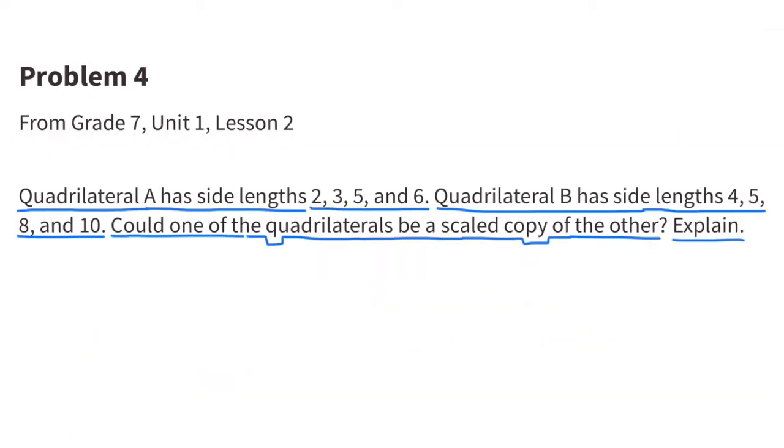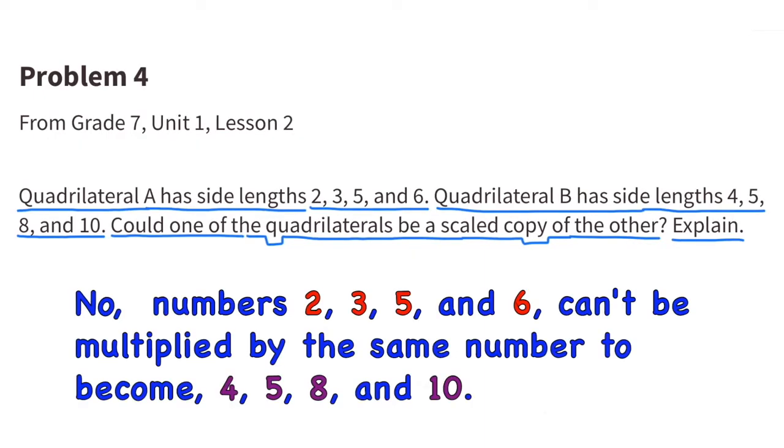Number 4. Quadrilateral A has side lengths 2, 3, 5, and 6. Quadrilateral B has side lengths 4, 5, 8, and 10. Could one of the quadrilaterals be a scaled copy of the other? Explain. No. Numbers 2, 3, 5, and 6 can't be multiplied by the same number to become 4, 5, 8, and 10.